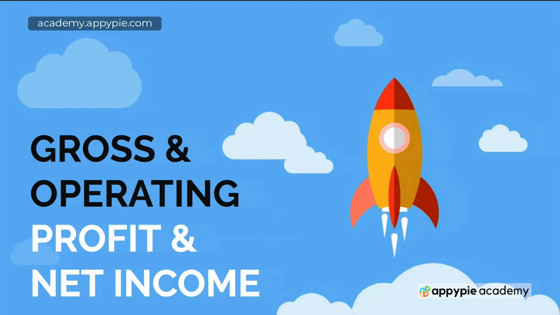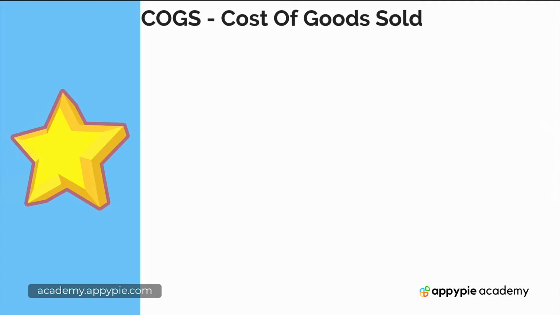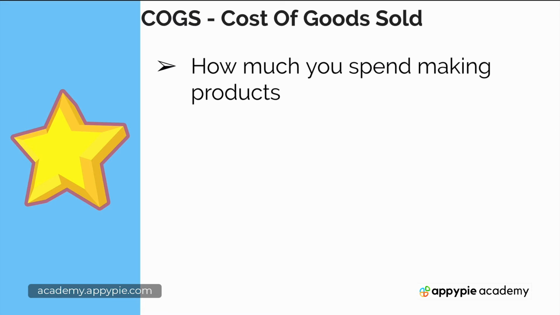Like gross profit, operating profit, income, and additional terms. They're a little confusing, but I'll do my best to make it very, very clear. Now, there's a term called COGS. It's an acronym that stands for Cost of Goods Sold. Essentially, it means how much you spend making your product.